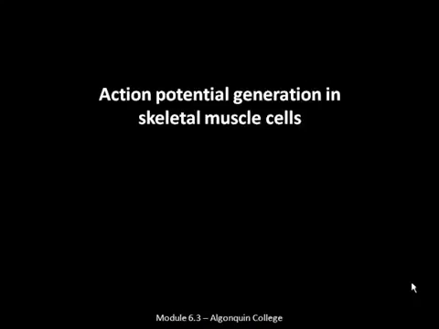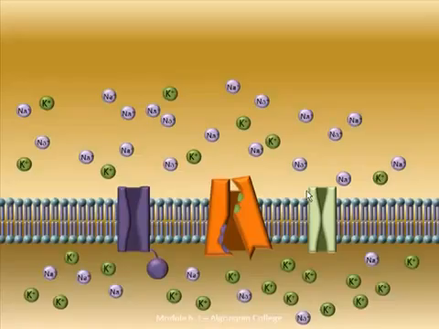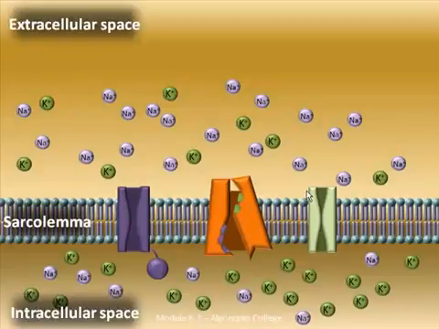Action potential generation in skeletal muscle cells. The sarcolemma is the plasma membrane of the skeletal muscle. It separates the extracellular space from the intracellular space.